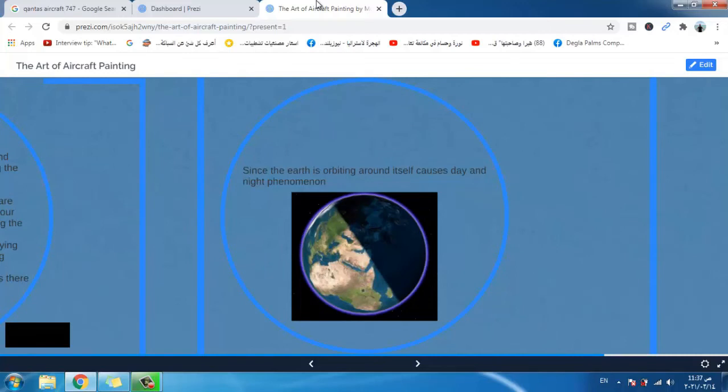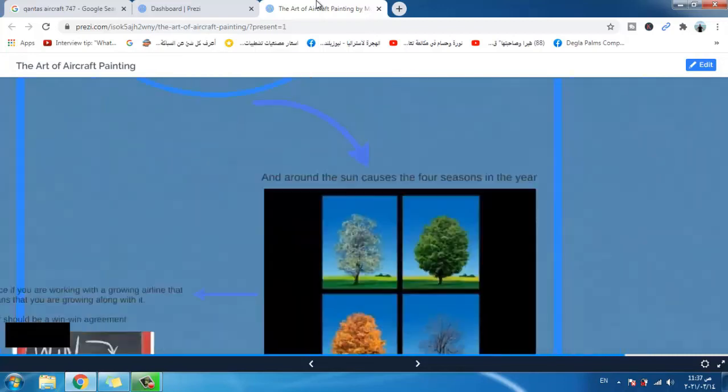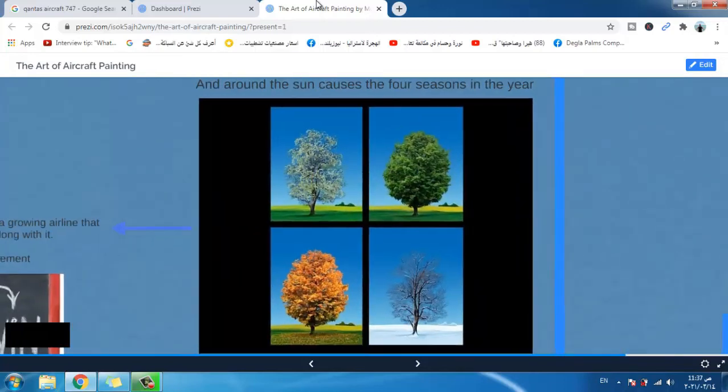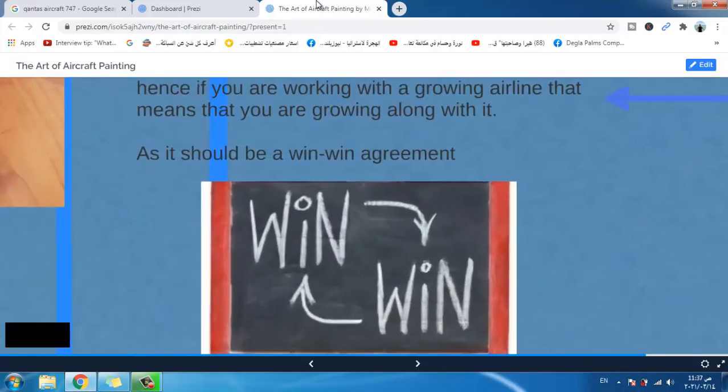So, since the earth orbiting around itself causes the day and night phenomenon, and around the sun causes the four seasons in the year, hence, if you are working with a growing airline, that means you are growing along with it, as it should be a win-win agreement.